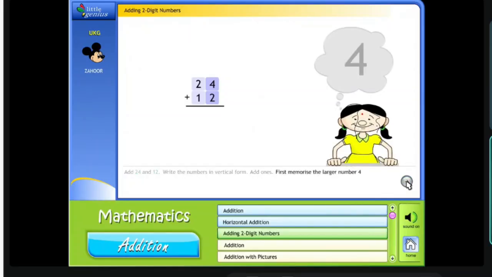First memorize the larger number 4 and add 2 in fingers. 4 plus 1 equals 5. 4 plus 2 equals 6. Add tens. Memorize the larger number 2 and add 1 in fingers.